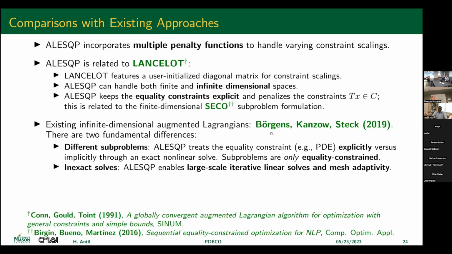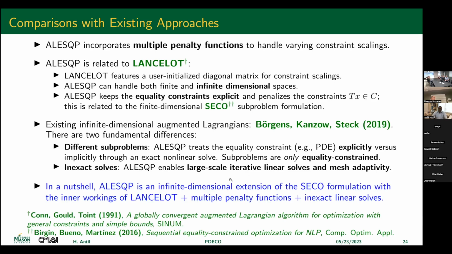In infinite dimension, there are some approaches, in particular, this work from the Würzburg group in Germany, but they still penalize the equality constraints. They do not allow inexact solves during the iterations. So what our method is, basically, in summary, is an infinite dimensional version of SECO with inner workings of Lancelot, multiple penalty functions, inexact linear solves.